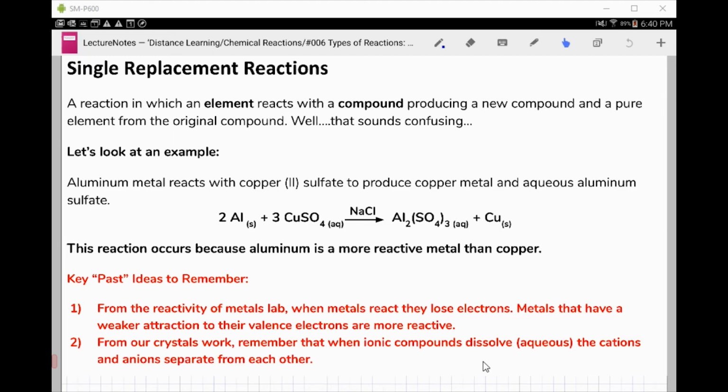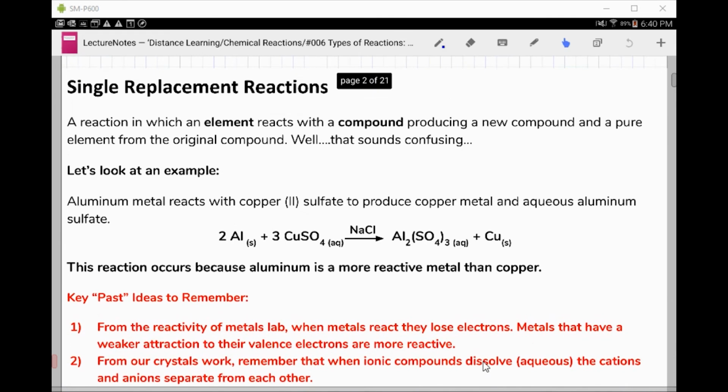For example, the reaction I'm going to demonstrate in a moment is the reaction of aluminum metal with aqueous copper(II) sulfate to produce copper metal and aqueous aluminum sulfate. So we're starting with a free element. In this case, that is aluminum.